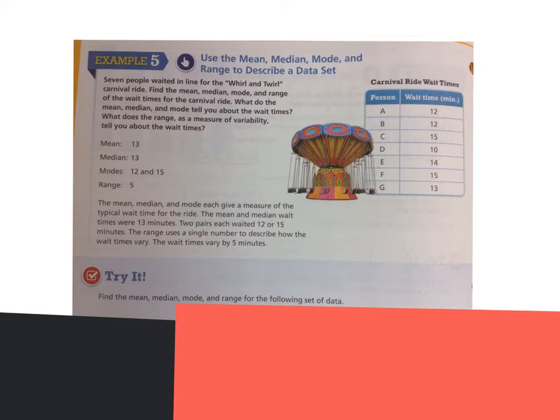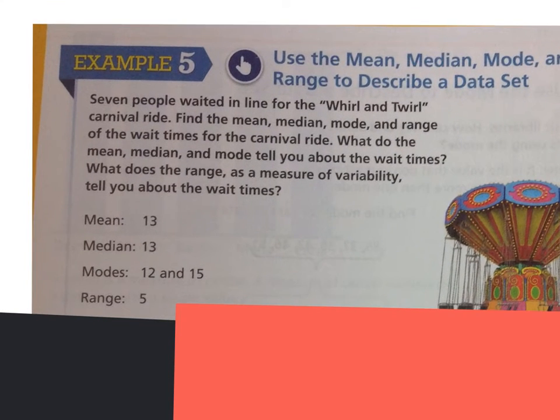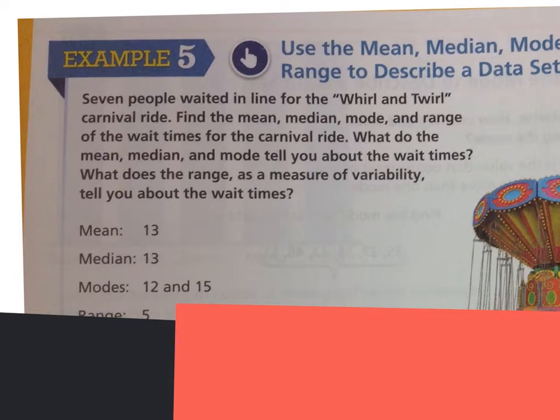So example 5, kind of putting everything together here. 7 people waited in line for the Whirl and Twirl Carnival ride. Find the mean, median, mode, and range of the wait times for the carnival ride. And what do the mean, median, and mode tell you about the wait times, and what does the range as a measure of variability tell you about the wait times?